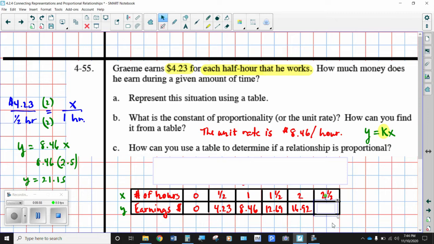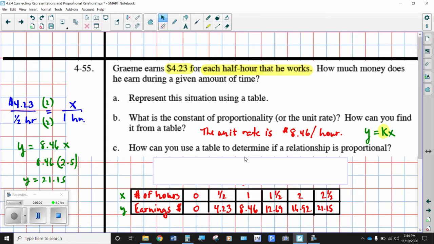And so the great thing about creating these rules is that I can now plug in any number for X. If you want to find out how much he's going to make working 20 hours a week, we can do that by multiplying $8.46 times 20. If he only works 19.5 hours, then we just multiply times 19.5. But we're able to use this rule now to get us pretty much any dollar amount that we want.